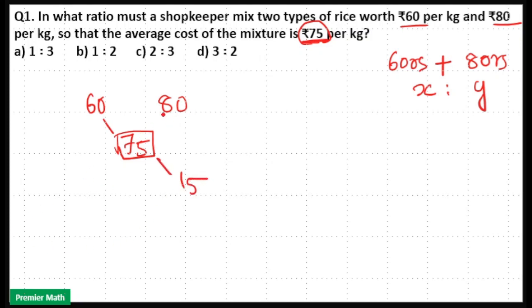Then take the right hand side number 80 and middle number 75. Here large number is 80. So 80 minus 75 is equal to 5. So write it in the left hand side. This is your new ratio, that is 5:15. When you cancel it with 5, 5 by 5 is equal to 1, 15 by 5 is equal to 3. So 1:3 is your answer. Option A is your answer. Here shopkeeper has to mix 60 rupees rice and 80 rupees rice in the ratio 1:3.